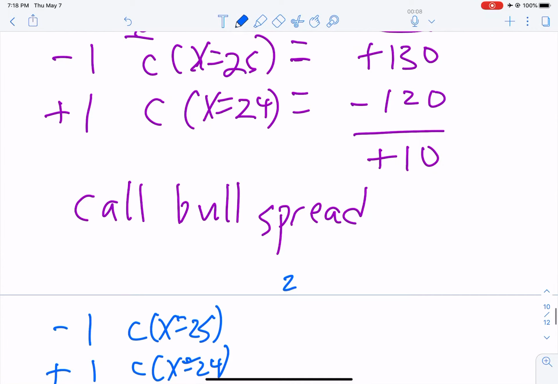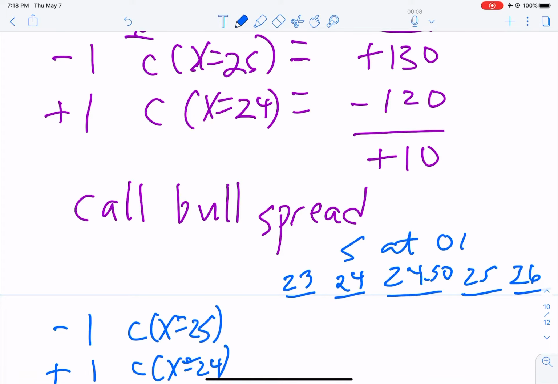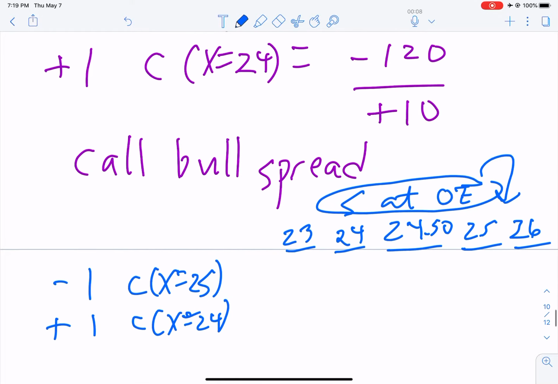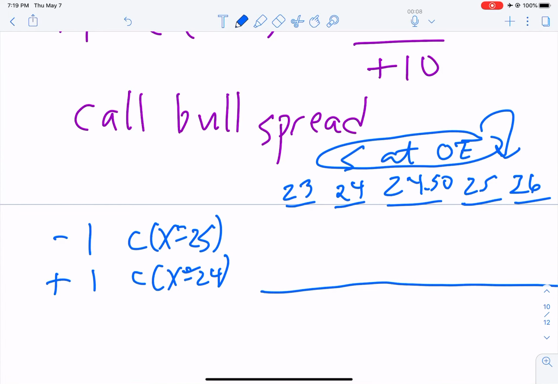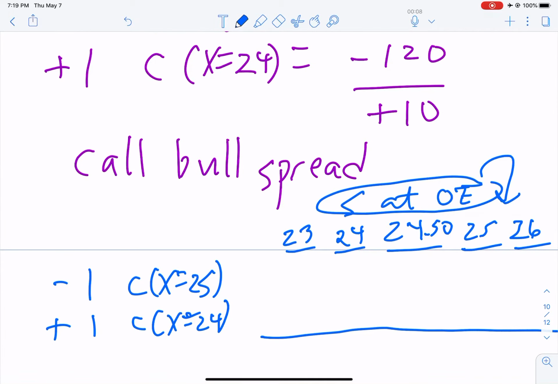Let's look at 23, 24, 24.50, 25, and 26. These are stock prices at option expiration. That's what we're looking at here. Then let's see the value of our position and calculate the profit. I'll note that if the stock price is 23, both of the calls are out of the money, because the right to pay 24 and the right to pay 25 are both worthless at option expiration, or maybe a minute before option expiration, if the stock price is 23.